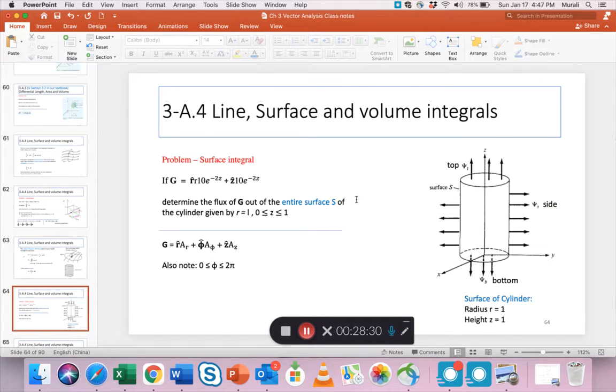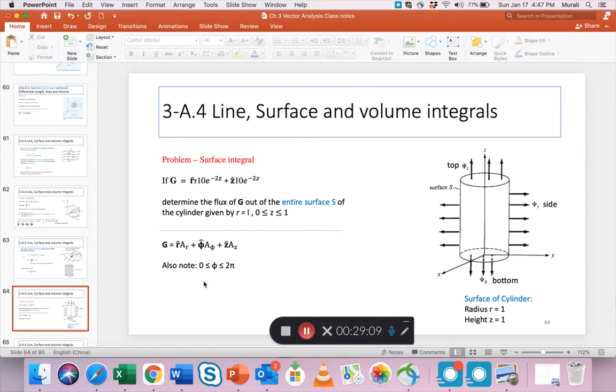Next, I have a problem on surface integral. This also is not from our textbook, but this is a useful concept. You need to know this. So we are given a field G, and here we are asked to, whenever they say flux, you know that's talking about a surface integral, right? So the flux is in everywhere, and we are asked to find the flux out of the entire surface S of the cylinder given by r equals 1, so the radius is 1, and z lies between 0 and 1. So z is in this direction, so 0 and 1.